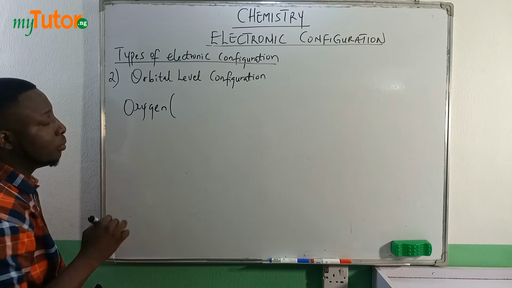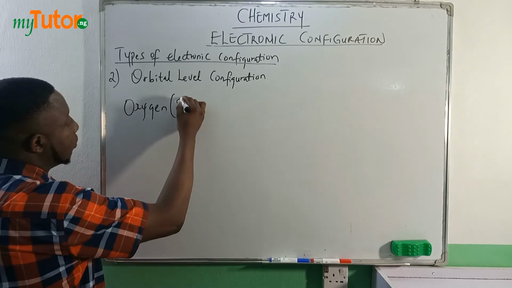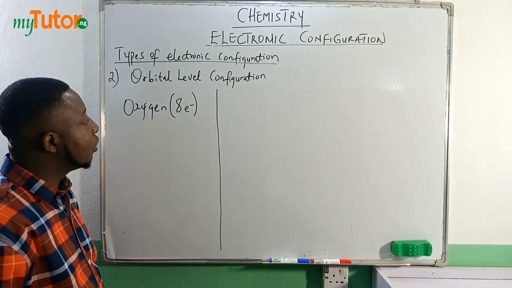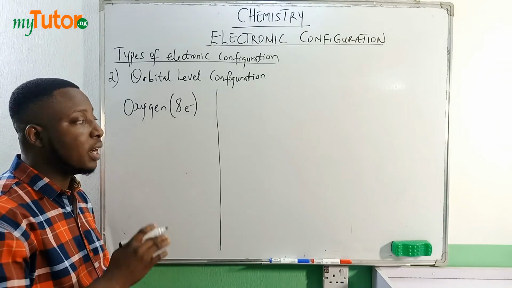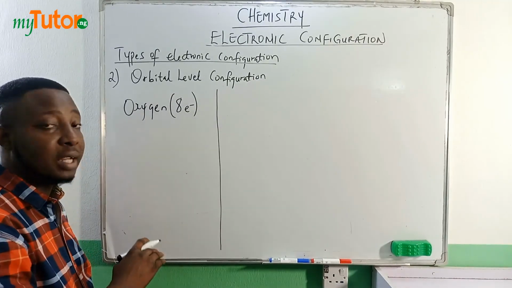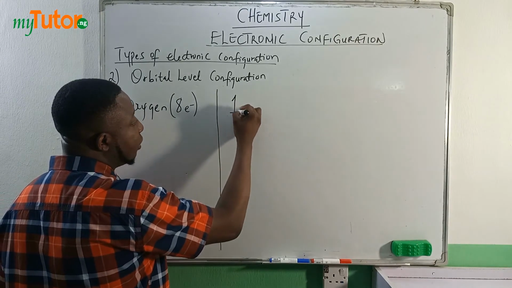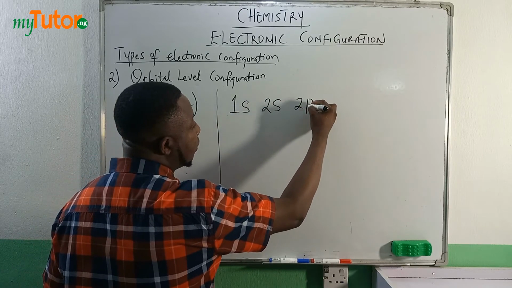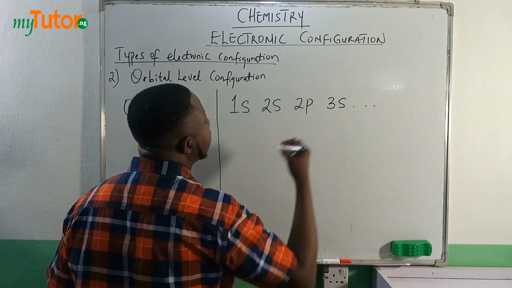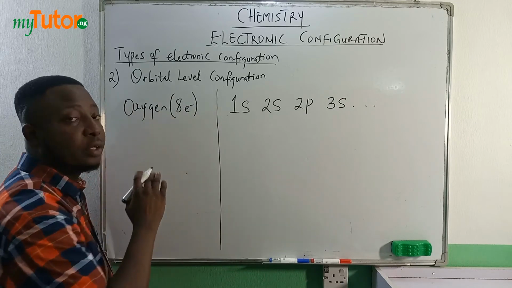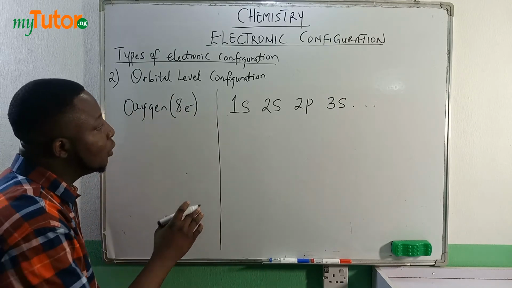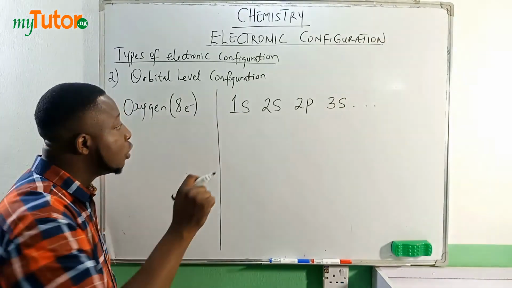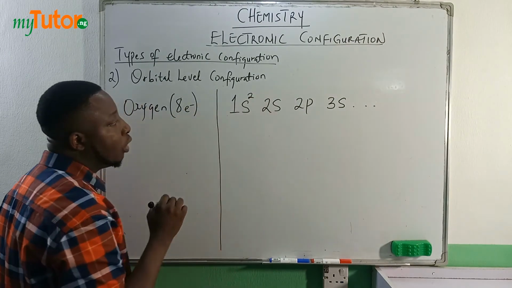The oxygen atom has 8 electrons. So to write the orbital level configuration of the oxygen atom, we will first of all write out the orbital arrangement, which we know that the first orbital will be 1s, followed by 2s, 2p, 3s, and so on. Now oxygen has 8 electrons. So the first orbital, which is the s orbital, will take a maximum of 2 electrons. So we'll put 2 electrons on the first orbital.